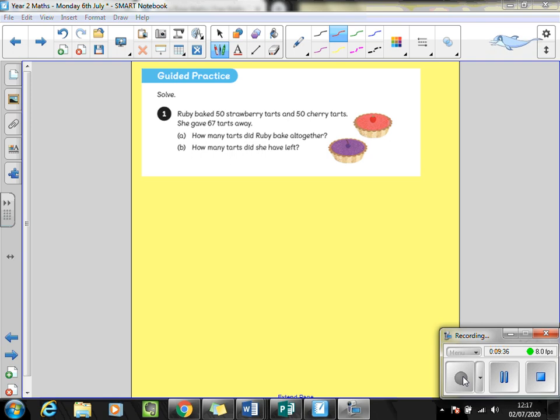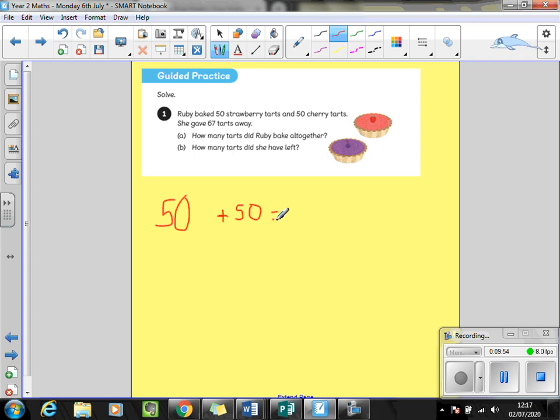So looking at the first part of this problem, we need to find out how many tarts Ruby baked altogether. Now we know that she baked 50 strawberry tarts and 50 cherry tarts. So that's how many she made. And that's what the question's asking us to do. And hopefully all of you know that really simply. She made 100 tarts. Okay, so question A, they're nice and simple.